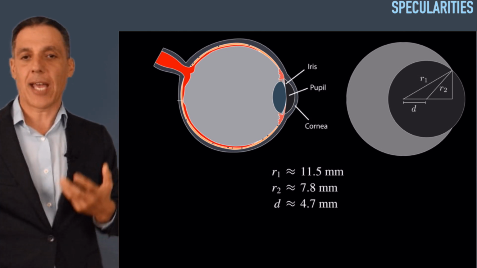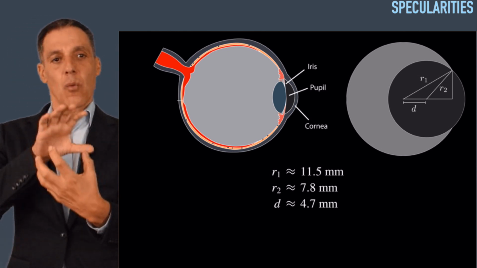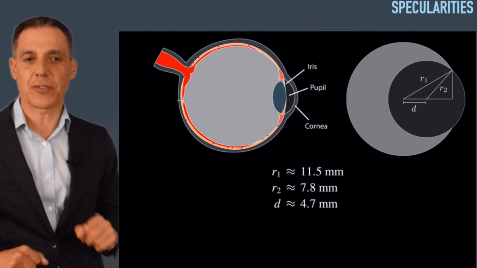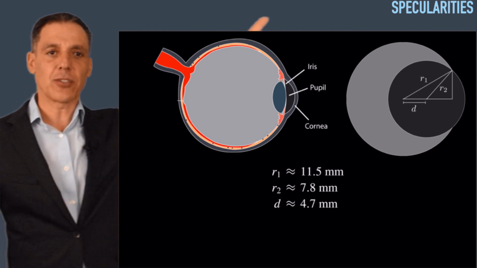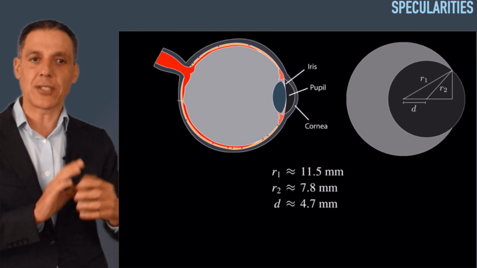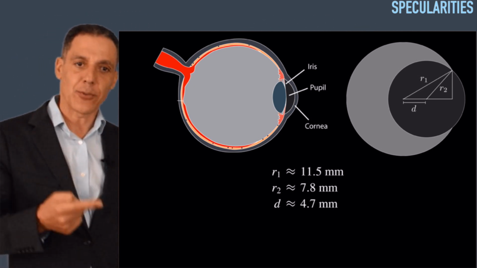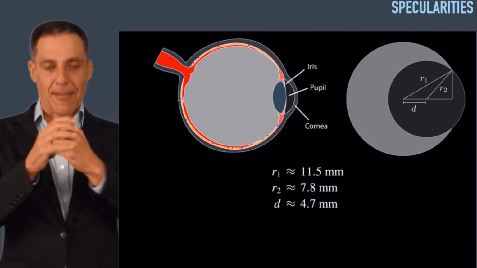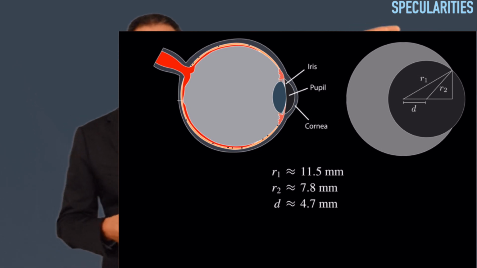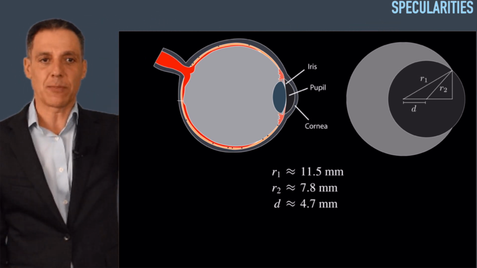And a fairly well-established and simple model of an eye is two spheres, one small, one big, that are offset from each other. This, of course, is a cross-section of those spheres. The first sphere, shown in light gray, has a radius for an adult human of 11.5 millimeters. The large sphere, shown in dark gray, has a radius of 7.8 millimeters, and their centers are offset by 4.7 millimeters. And you can see here that you get somewhat like the shape of an eye. This is a reasonable approximation to the eye.